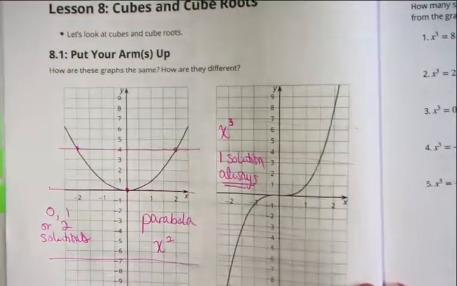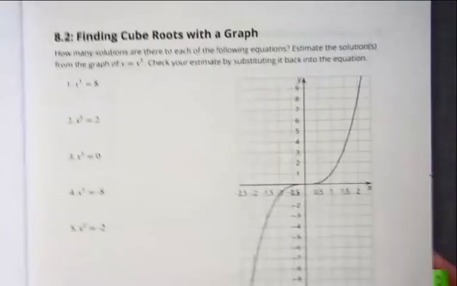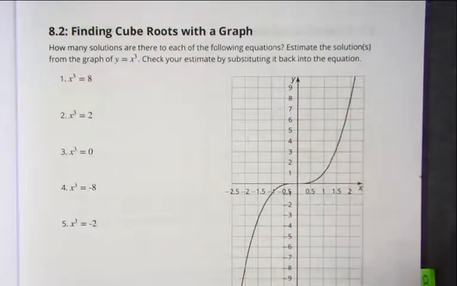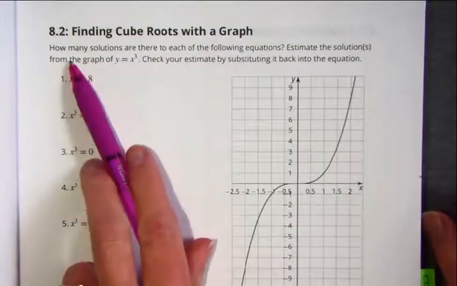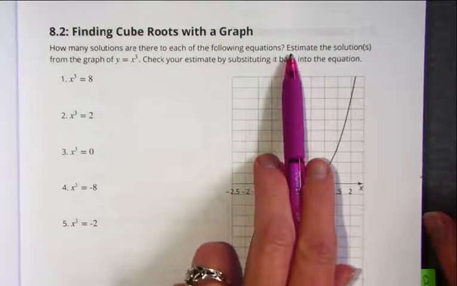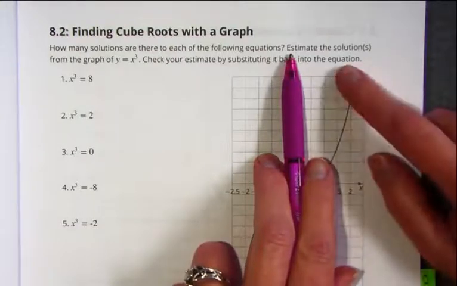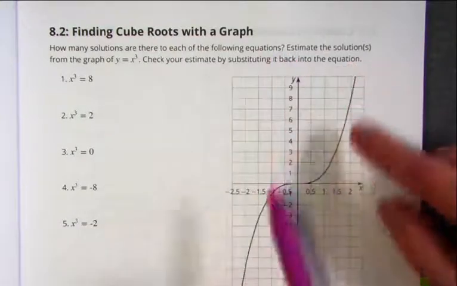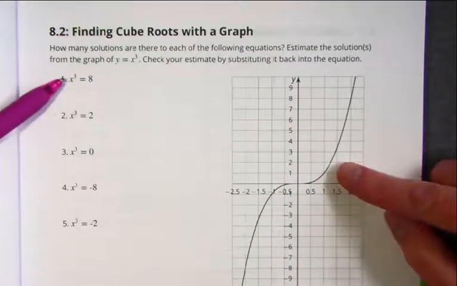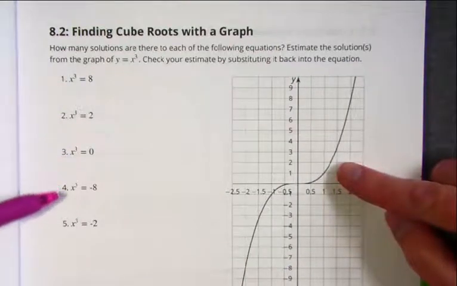So even if we had, we'll see some of this coming up later. So right next door at 8.2, I see that we're starting to use this graph to start finding some cube roots. And it just asks me how many solutions are there to each of the following equations, and then to estimate the solutions from the graph that we have. And I notice all of these are cubic functions. Each one is something to the third.